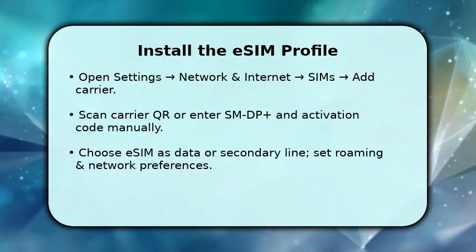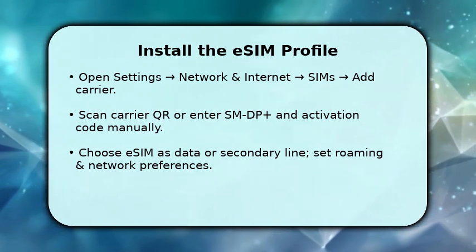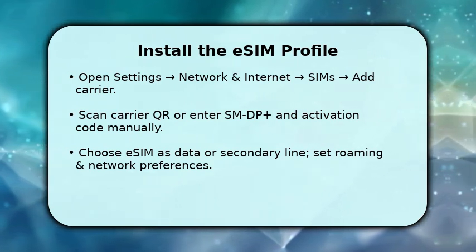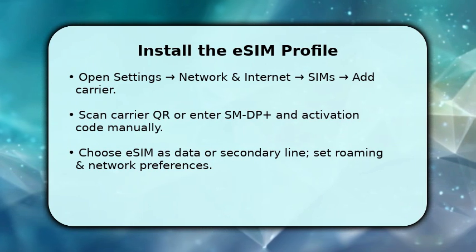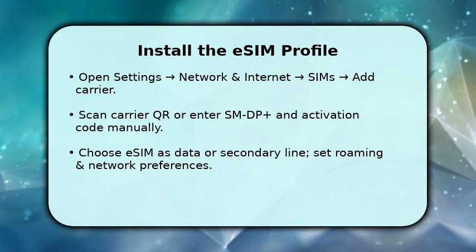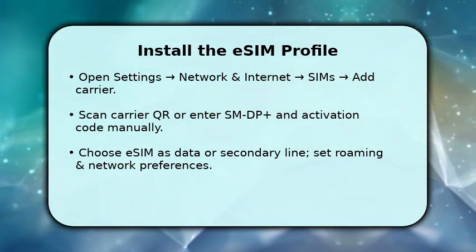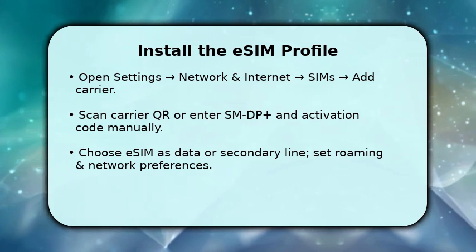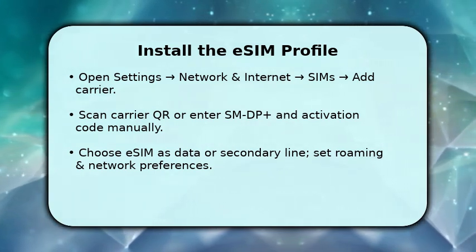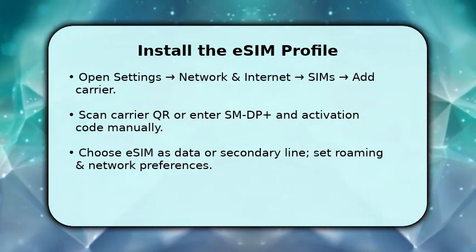You now install the profile. Go to Settings, Network and Internet, then SIMs or Mobile Network and tap Add Carrier. Scan the carrier QR code when prompted or choose Manual Input and paste the SMDP Plus server and activation code if provided. This is how the device fetches your profile securely. After the download, assign the eSIM as your data line or secondary voice line and configure roaming and network preferences, because those choices determine how calls and data are billed and which SIM.